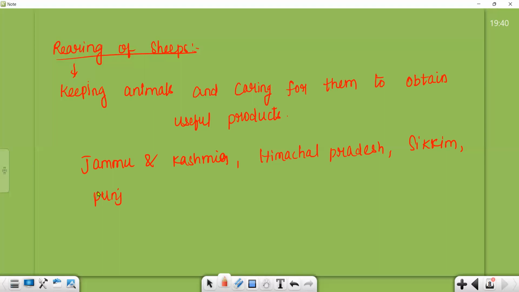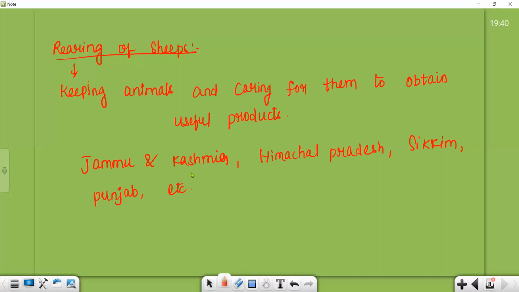Then honeybees. Ma'am, I also don't know about honeybees. Honeybee is apiculture. Okay. So Sikkim, Punjab, etc. These are a few states.